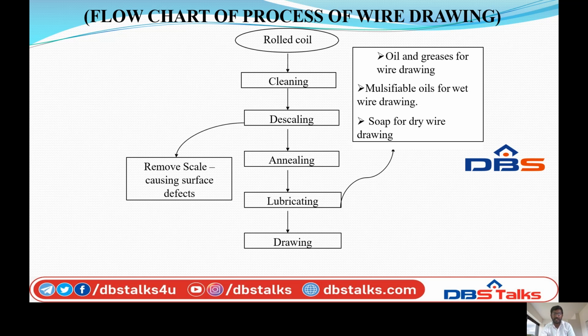So finally, annealing is completed and the lubrication process is applied. The lubricants are soap for dry wire drawing, multiple oils for wet wire drawing, and oils and gases for wire drawing. So these are the three stages. In different stages the lubrication is used, and finally the drawing is completed. So this is the flow chart process in wire drawing.